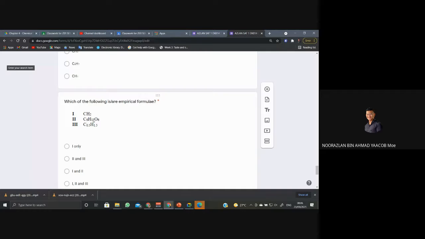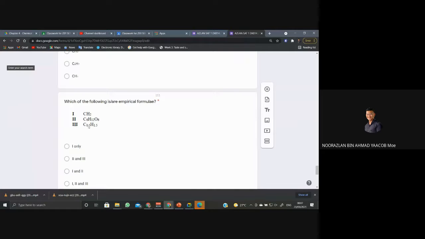Nombor 2, C6H12O6. Okay, so this one bukan empirical formula because this can be simplified even further, because the ratio between 6 to 12 to 6 is 1 to 2 to 1. Sebab dia punya highest common factor, ataupun faktor apa? Common factor is faktor gandaan sempurna or something like that. So ratio dia is 1 to 2 to 1. So this is not empirical formula because it is not simplest.